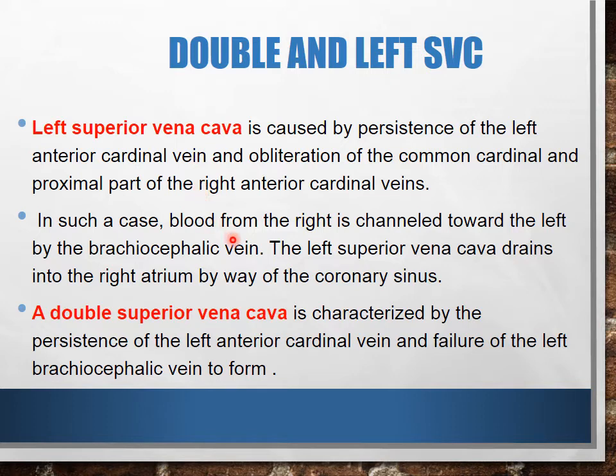In this case the blood from the right is channeled toward the left brachiocephalic vein, and then the left superior vena cava drains into the right atrium by way of the coronary sinus. That is a very important point you must remember. The double superior vena cava is characterized by the persistence of the left anterior cardinal vein on the left side, and failure of the left brachiocephalic vein to form.